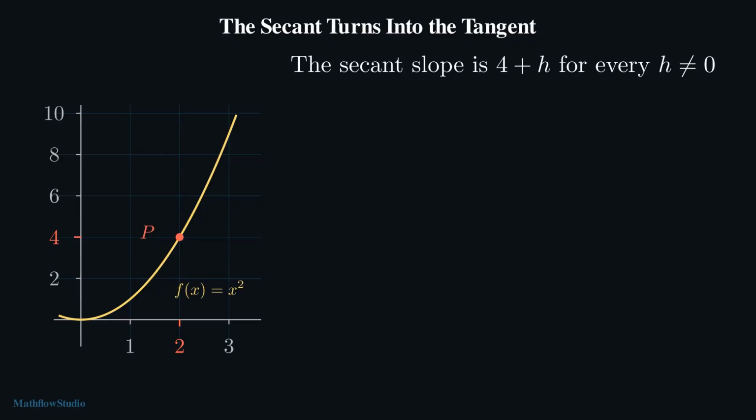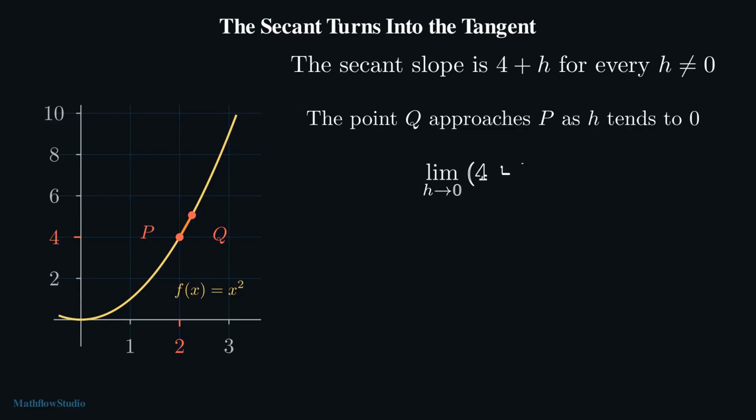The secant slope is 4 plus the number h for every number h different from 0. The point Q sits on the curve at the input 2 plus the number h. The point Q approaches the point P as the number h tends to 0, and the secant turns as it goes. The limit of 4 plus the number h as the number h tends to 0 is 4. The tangent to the function f at the point P has slope 4.